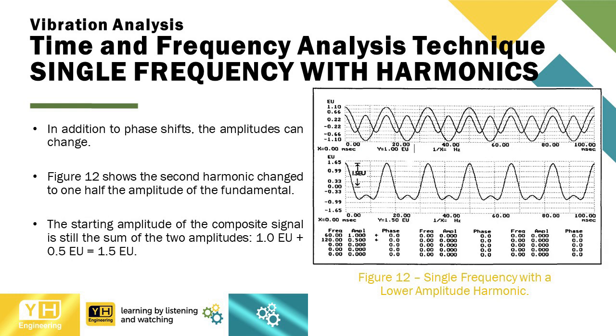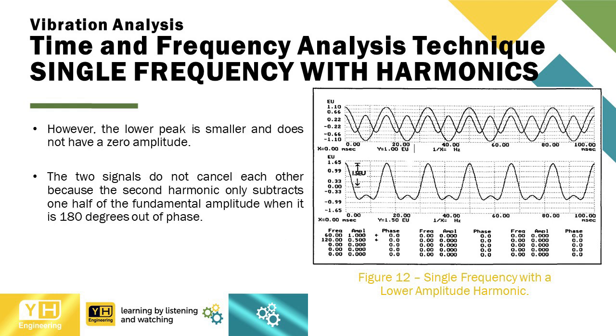In addition to phase shifts, the amplitudes can change. Figure 12 shows the second harmonic change to 1/2 the amplitude of the fundamental. The starting amplitude of the composite signal is still the sum of the two amplitudes, 1.0 engineering units plus 0.5 engineering units equals 1.5 engineering units. However, the lower peak is smaller and does not have a zero amplitude. The two signals do not cancel each other because the second harmonic only subtracts 1/2 of the fundamental amplitude when it is 180 degrees out of phase.